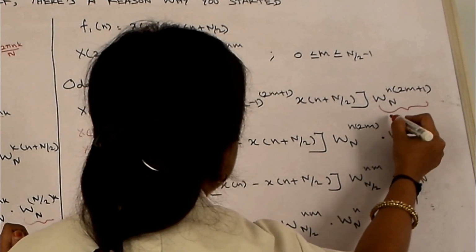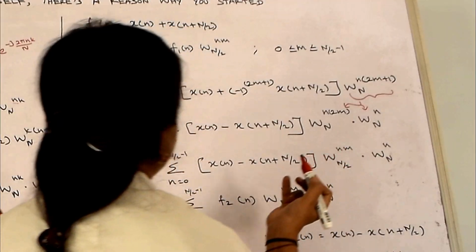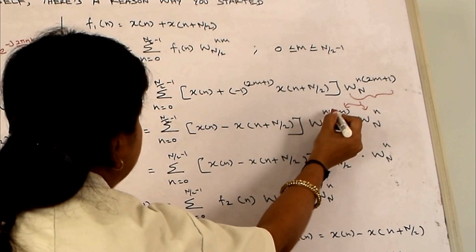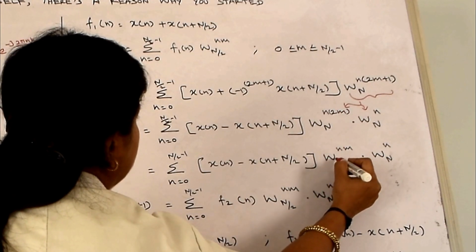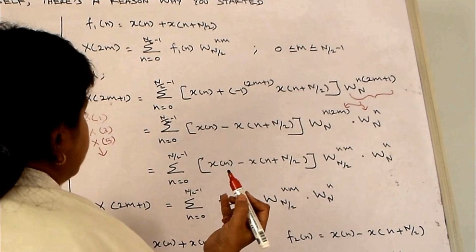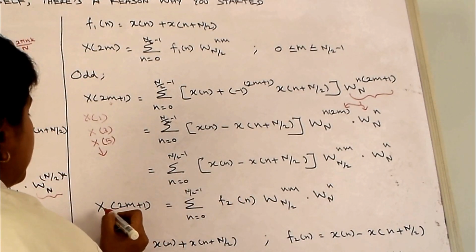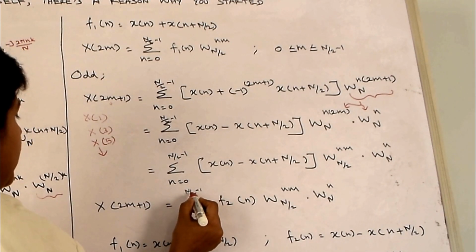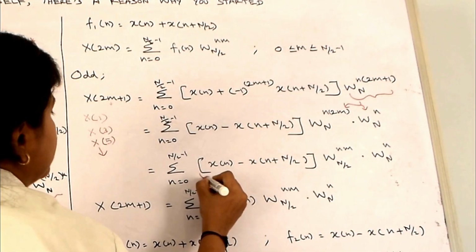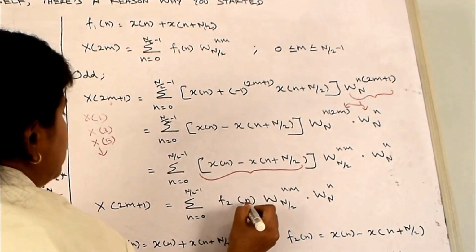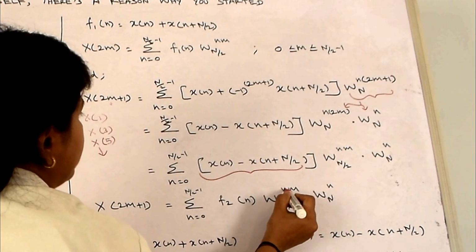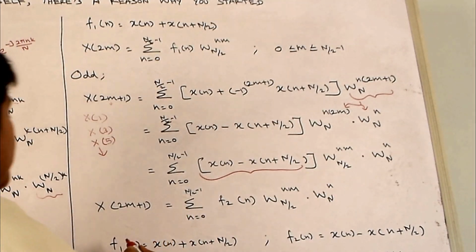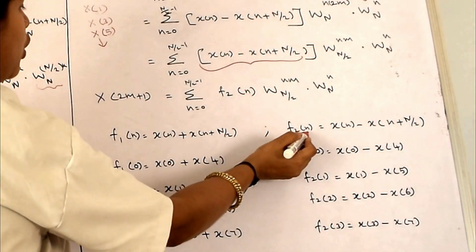This term can be split like this. In the next expression, instead of W_N power n into 2m, I can write W_N by 2 power nm. I am rewriting this expression as x of 2m plus 1 is equal to summation n equal to 0 to N by 2 minus 1 of f2 of n. This expression can be written as f2 of n, W_N by 2 power nm, into W_N power n. Now consider f1 of n and f2 of n.